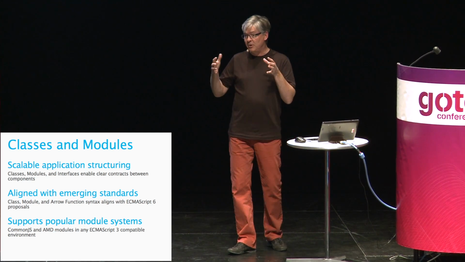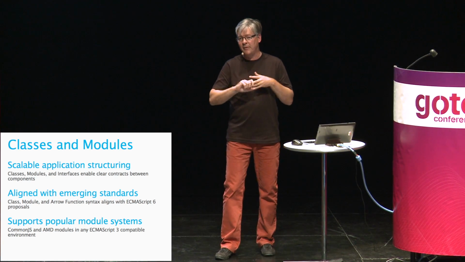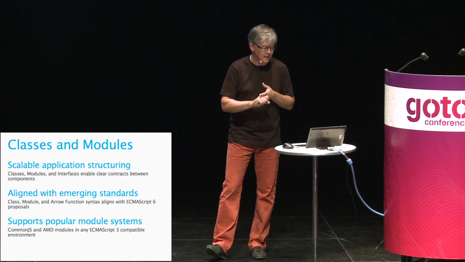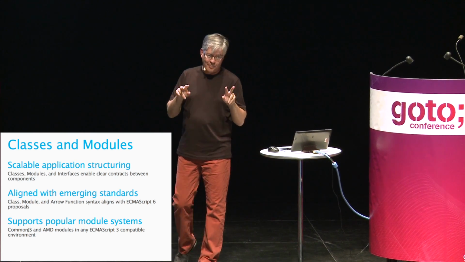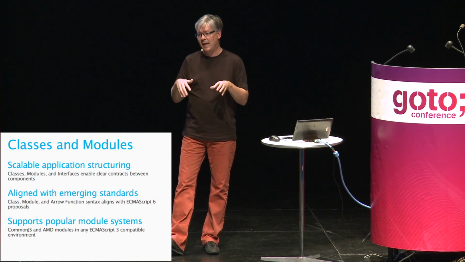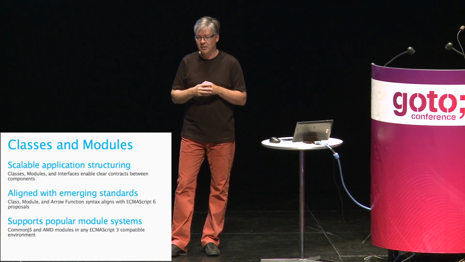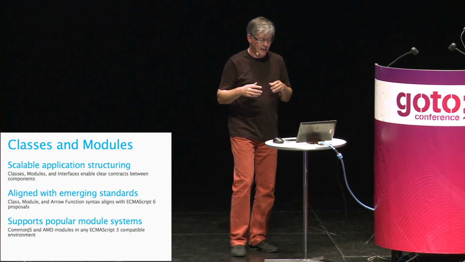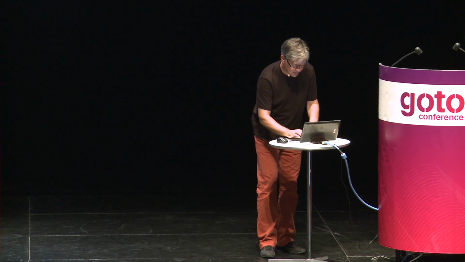We're aligned with the emerging standards, so as I said earlier, classes, modules, arrow functions are all things that are proposed for ECMAScript 6 that we're taking inspiration from. And we support the two popular module systems that are out there, CommonJS, which is used by Node.js, and then AMD modules, which probably the most common loader there is require.js. And that's used for asynchronous module loading in a browser, and we support both of those.